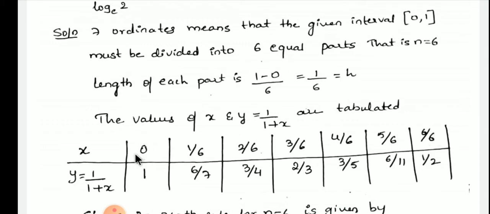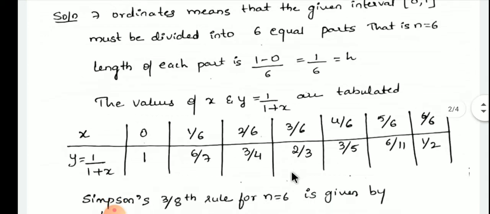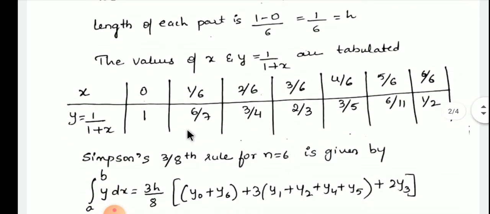When I substitute x is equal to 0, I am going to get y as 1. When I substitute x is equal to 1 by 6, I am going to get the answer as 6 by 7. Similarly, you have to do this for the other values of x to get the value of y. After framing the table, this is your y0, y1, y2, y3, y4, y5, y6.